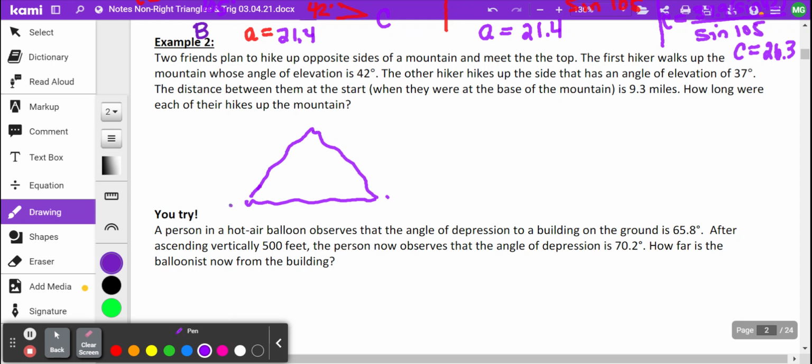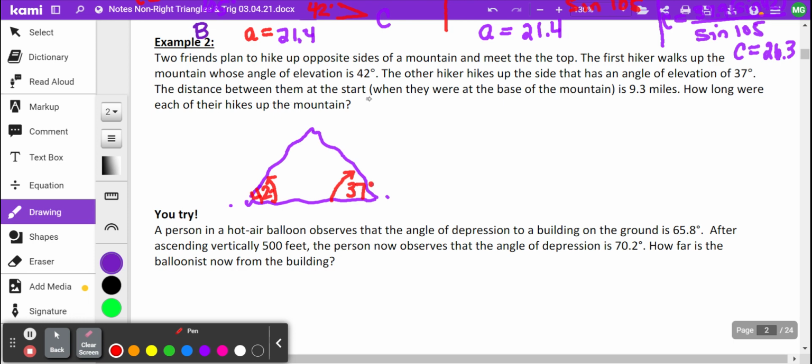It says the first hiker walks up the mountain whose angle of elevation is 42. So I'm going to go over here and say that this is 42 degrees. The other hiker hikes up the other side and it has the angle of elevation of 37. So not as steep for that person.